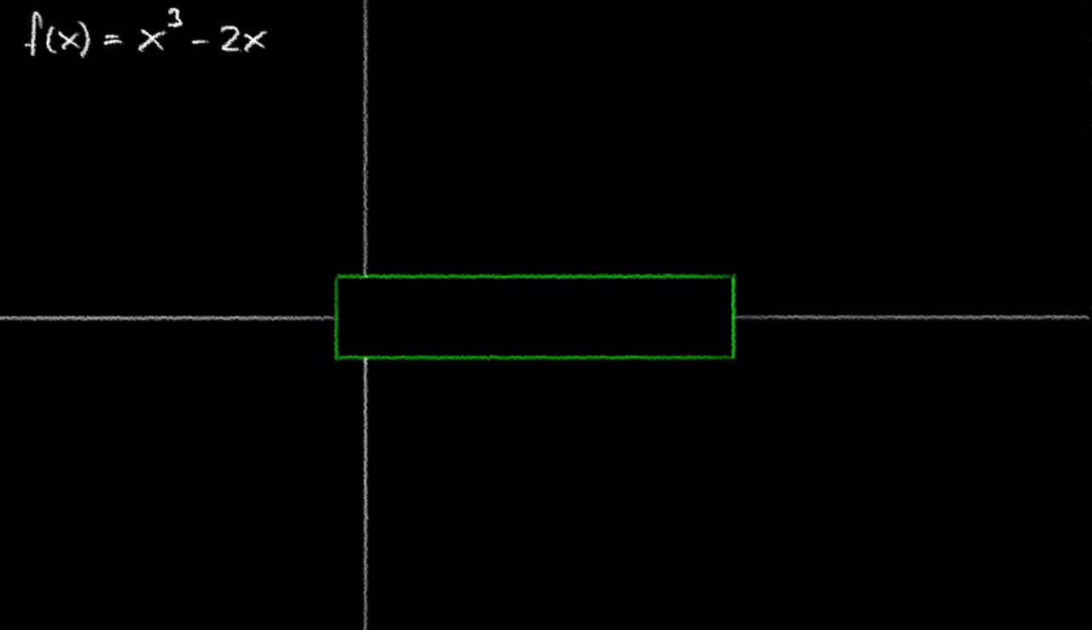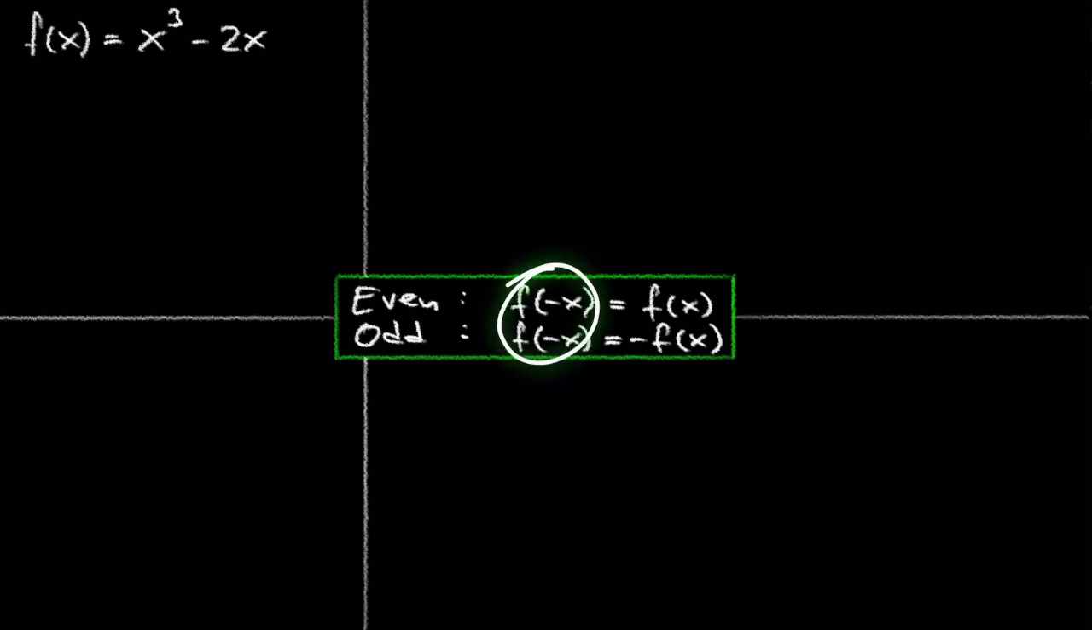Recall that when we want to determine if a function is even or odd, we have to show that f of negative x equals f of x, or f of negative x equals the negative of f of x, respectively. So starting always with f of negative x, because we need f of negative x to show both even or odd, is always the right choice.